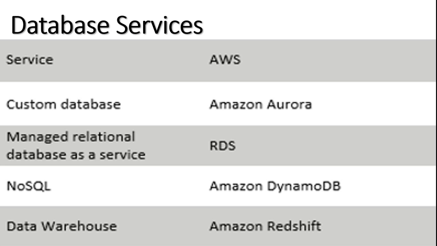Next up we have DynamoDB. It is a fully managed NoSQL database service, known for extremely low latencies and scalability. Next up we have Redshift. Amazon Redshift is a fully managed petabyte scale data warehouse service in the cloud.